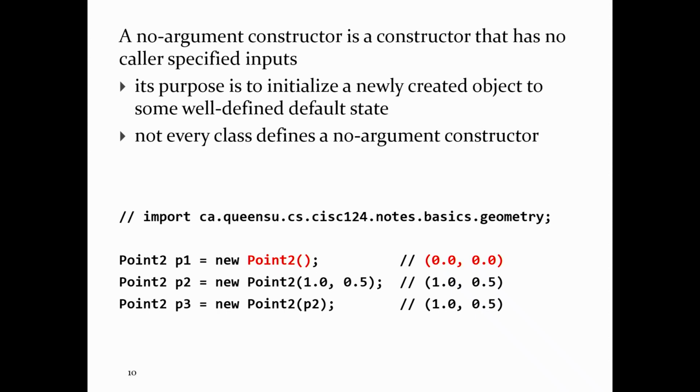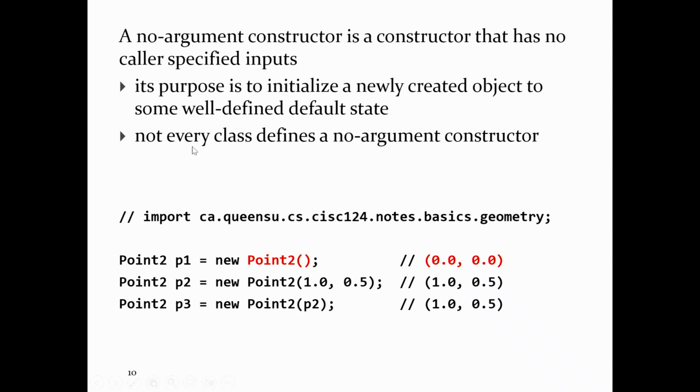All right, so one of the common constructor types is called the no argument constructor. The no argument constructor is called that because the caller supplies no arguments. In other words, the constructor has no parameter. The purpose of this constructor is to initialize the newly created object to some well-defined default state, where the creator of the class decides what the default state is. So when you go to make your own class, if you put in a no argument constructor, one of the decisions you have to make is, what should I set the fields to?